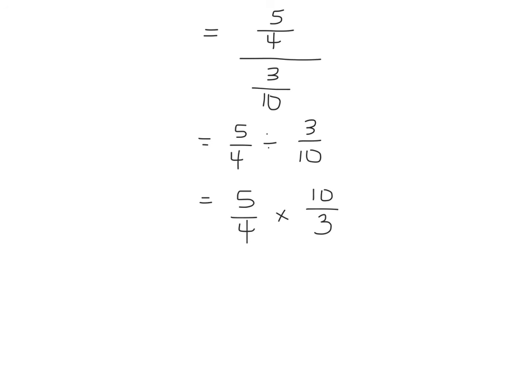Now before we go ahead and do the multiplication, let's check to see if there are any factors that are going to cancel off. I notice that I can get rid of a factor of 2 from the 4 and from the 10. Now we can go ahead and finish up our multiplication. 5 times 5 will give us 25 in the numerator, and 2 times 3 will give us 6 in the denominator.